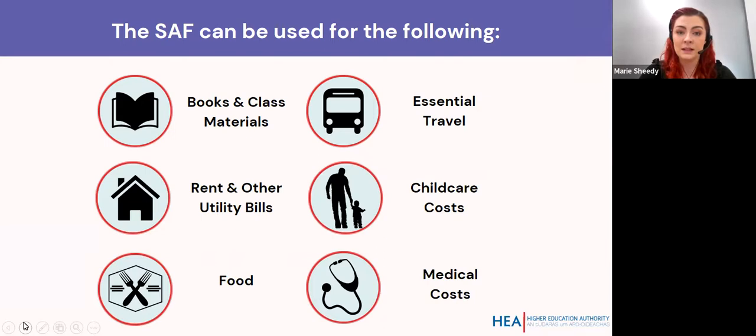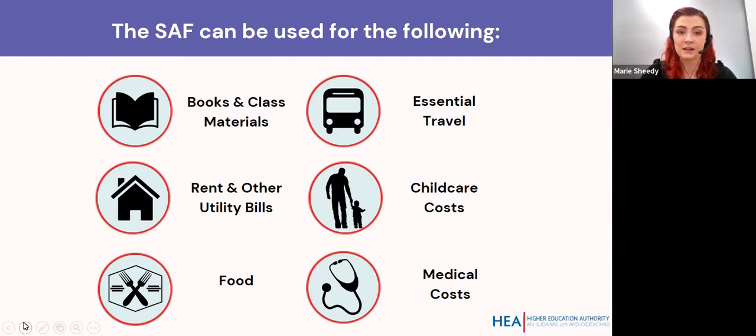With utility bills, that's your electricity, your gas, your heating oil, wood, fuel, coal, all that sort of stuff. So all of those things are included, as well as Wi-Fi, internet, some TV bills, TV license, those kind of things. So again, quite broad.